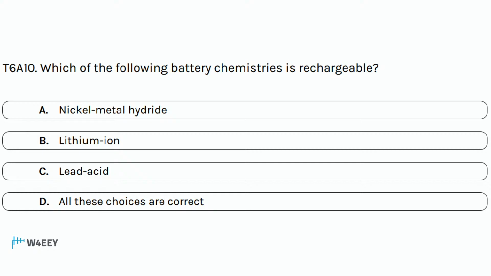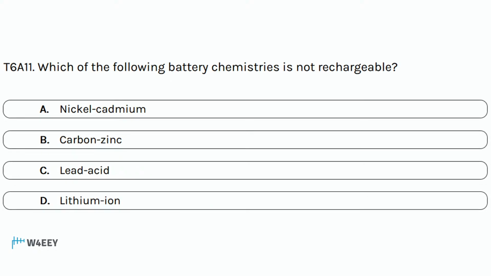And which of the following battery chemistries is rechargeable? Delta. So nickel metal hydride, yes. Lithium ion, yes. Lead acid, yes. All of those. And which of the following battery chemistries is not rechargeable? Bravo. Yeah, carbon zinc, the old flashlight batteries. No, you can't recharge those.